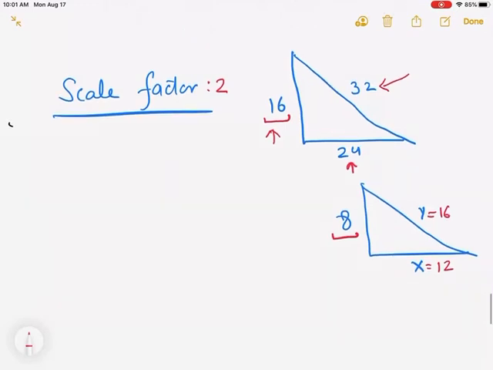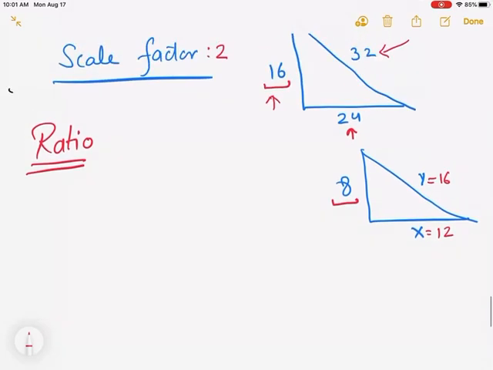If you don't want to do it that way, because every time it's not going to be easy to find the scale factor, another thing you could do is set up a ratio. How would you do it? For setting up a ratio, we have two different ways. I'm going to show you both, and either way it's going to be the same thing. The first way is to set up a fraction from one triangle, set equal to the same corresponding side fraction on the other triangle.